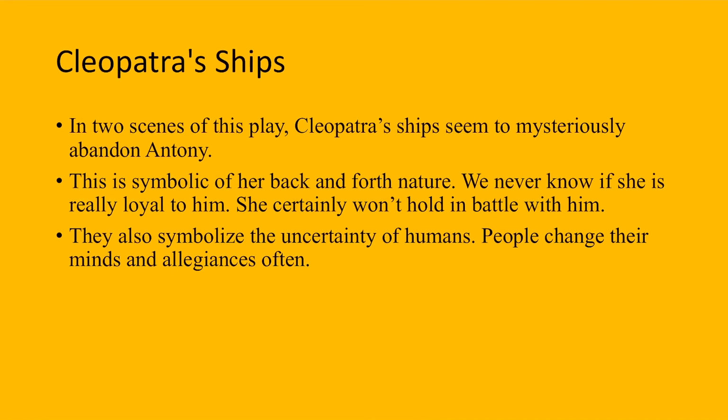The other key symbol is Cleopatra's ships, and in two scenes of this play, Cleopatra's ships seem to mysteriously abandon Antony, and this is symbolic of her back and forth nature. We never know if she's really loyal to him. She certainly won't hold in a battle with him. These ships also symbolize the uncertainty of humans. People can be really irrational and they change their minds and allegiances often.